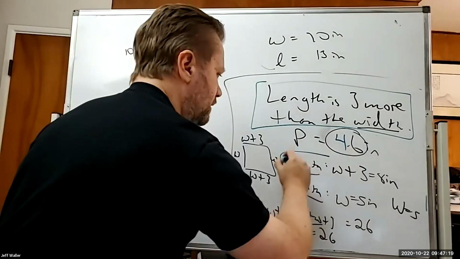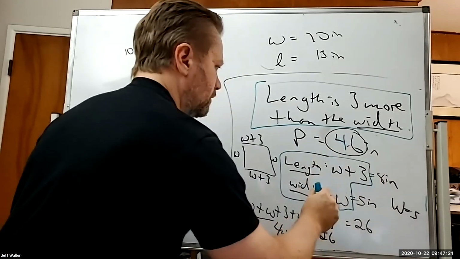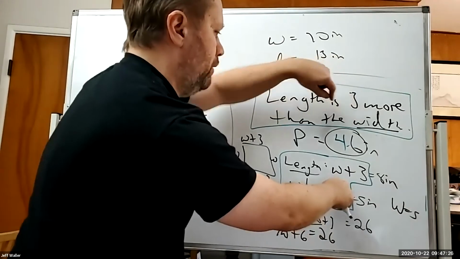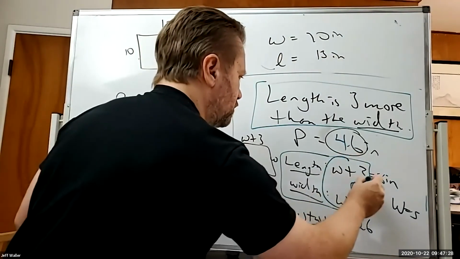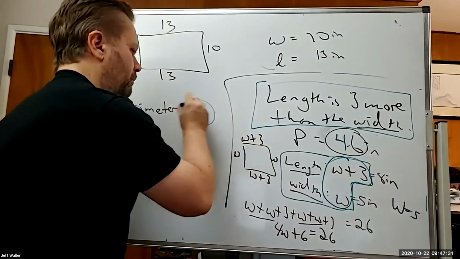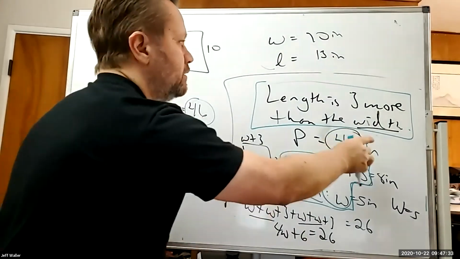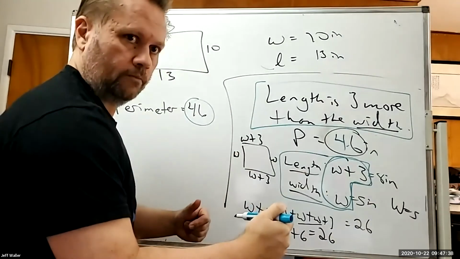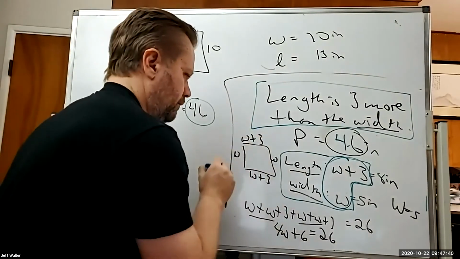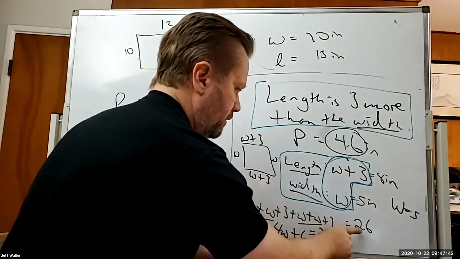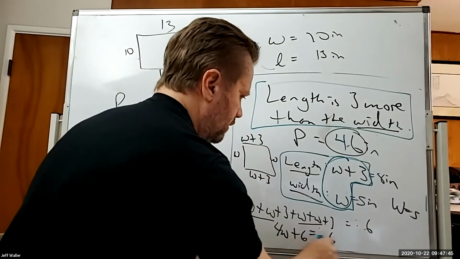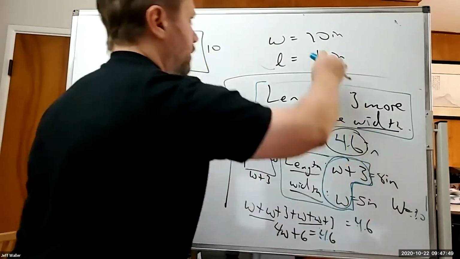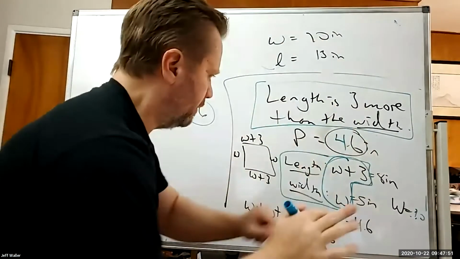But see how this stays the same? The width is W and the length is 3 more than the width. So this did not care what the perimeter actually is, because this is just how the length and the width relate to each other. To solve the equation, I would make that 46, and blah, blah, blah, you would get W is 10. So you get the same answer. But that's not so important. I don't care about that.